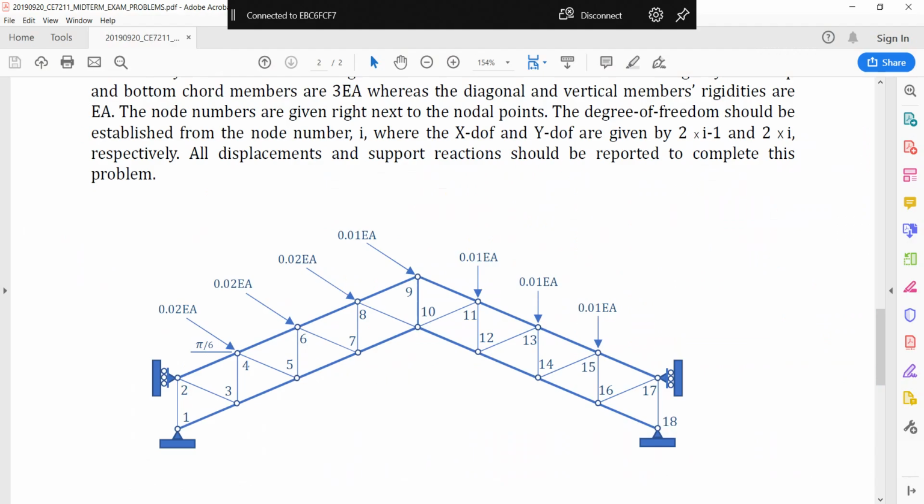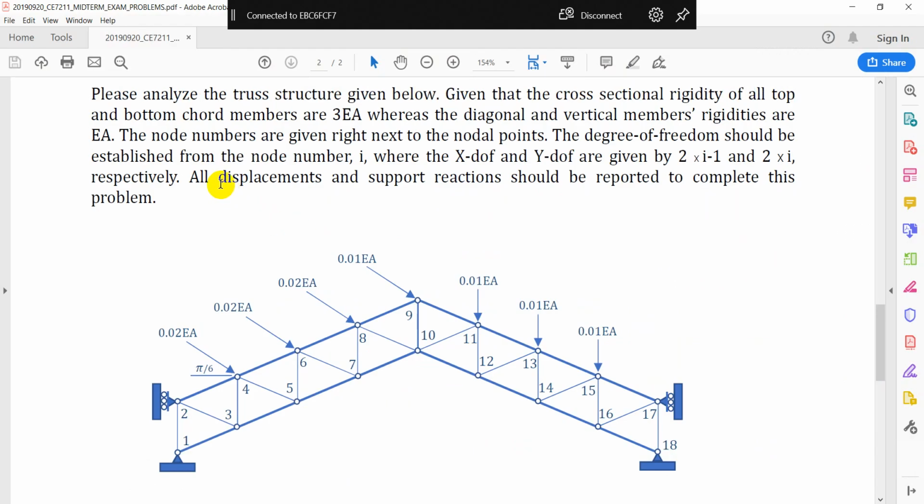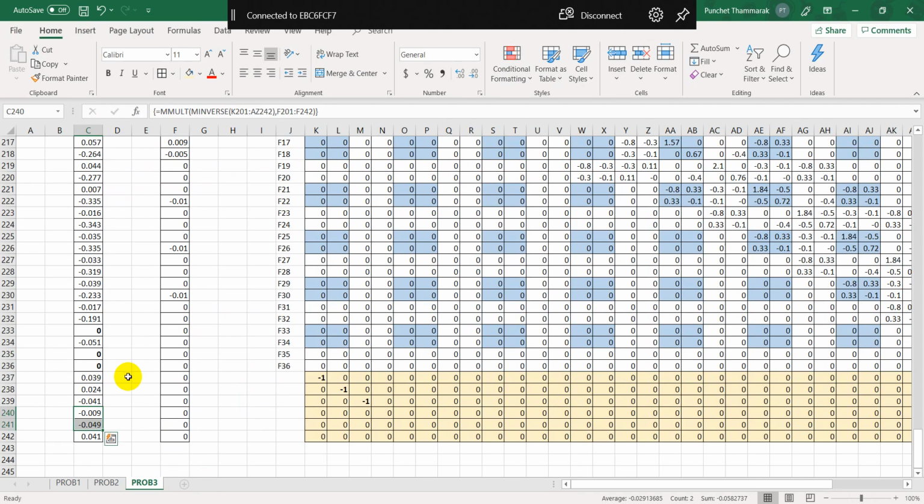What did I ask? All displacements and support reactions should be replotted. So reactions are here.